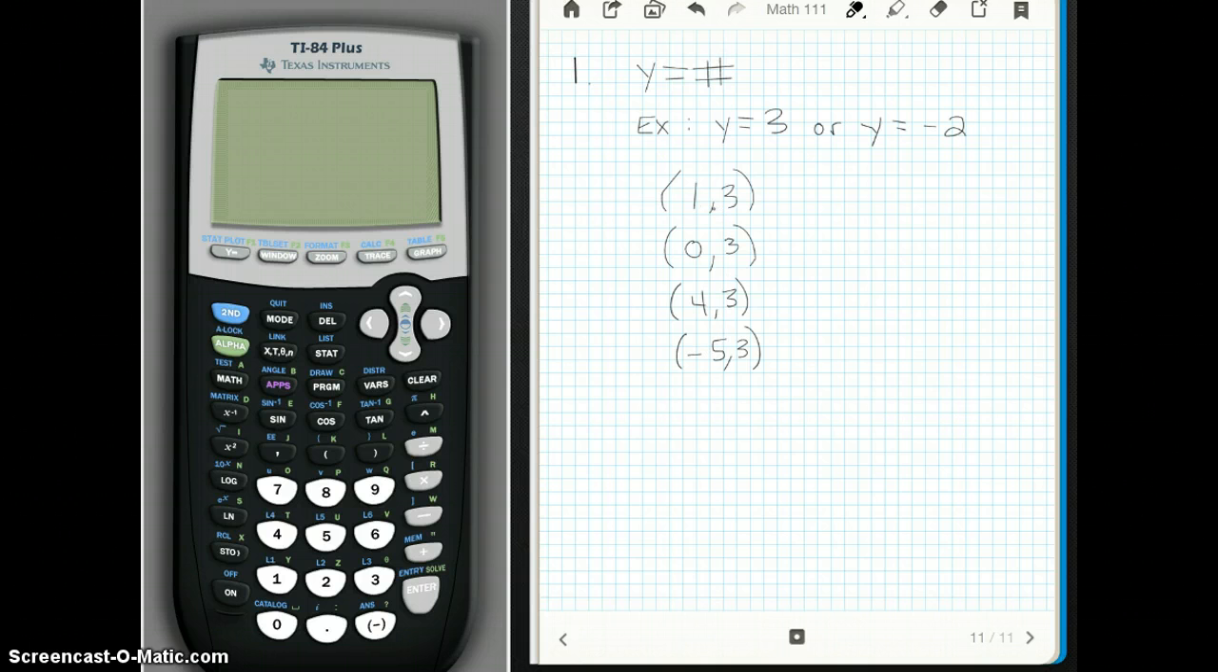If you think about what all of these points are doing, they're all moving left or right by a certain amount: over 1, up 3; nowhere left or right, but up 3; over 4, up 3; back 5, up 3. If you think about the graph, they're all moving somewhere left or right, but they're all going up 1, 2, 3. So we're going to get a bunch of dots moving across in this line. And so anything of this form, where you have an equation where y equals a number, is always going to be a horizontal line. So these graphs are always horizontal lines.